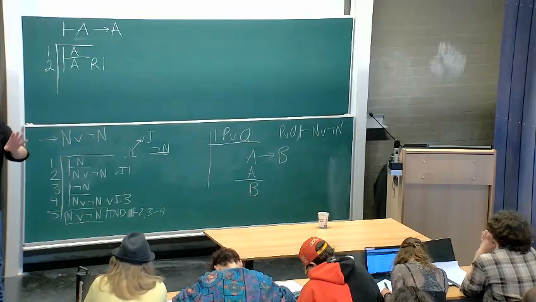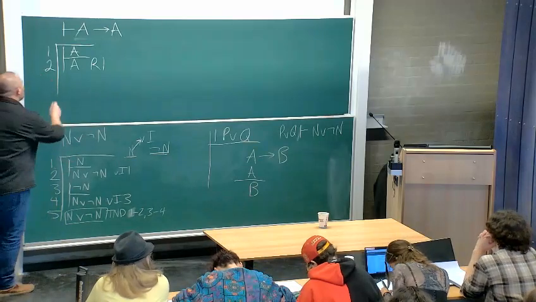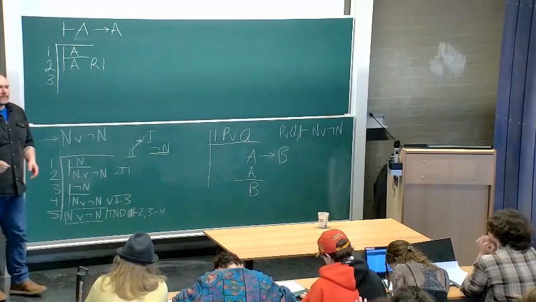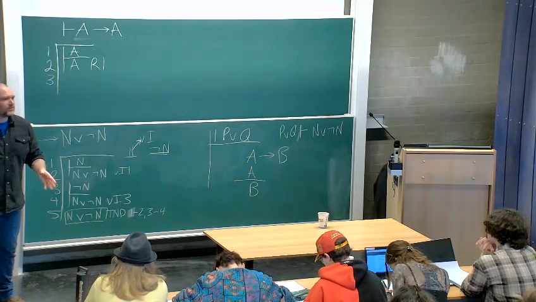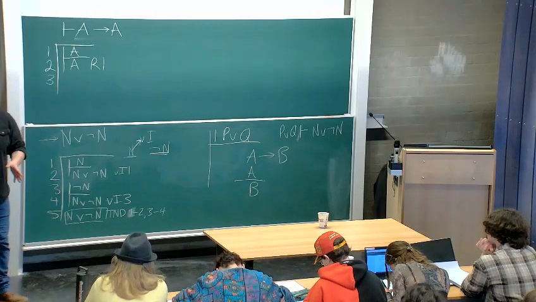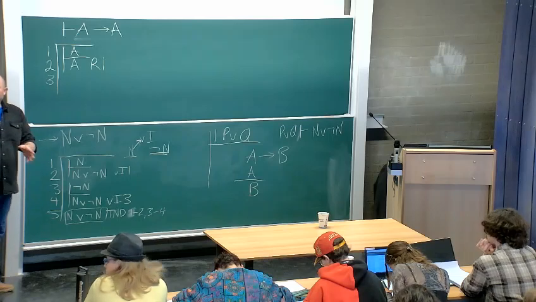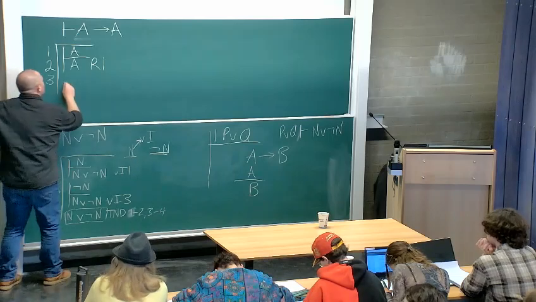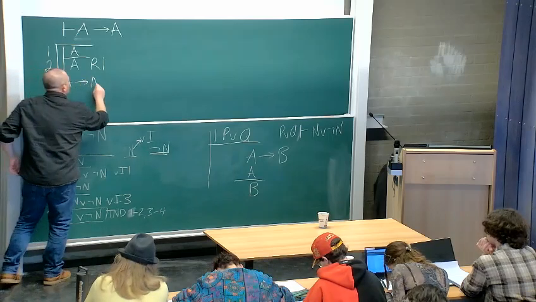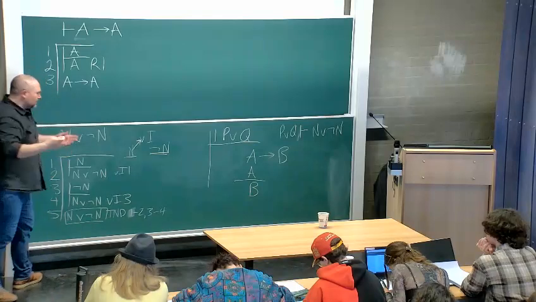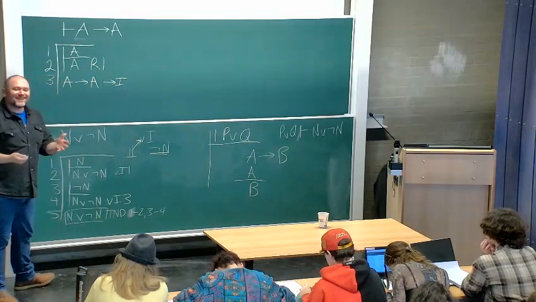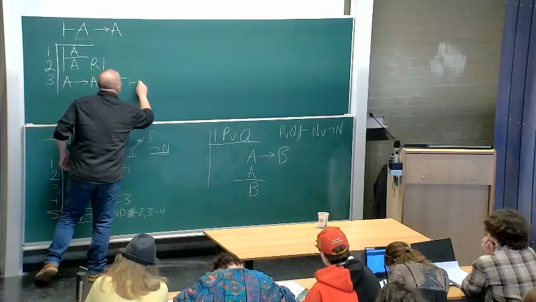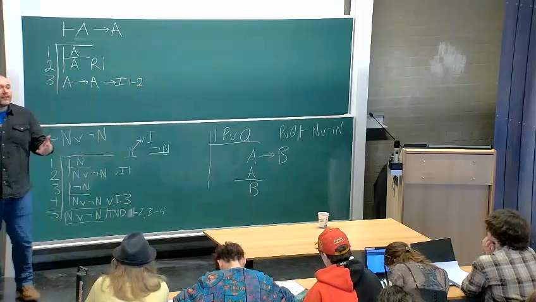Now, cool. What can we do at step 3? We've finished everything that we need now from the subproof. What can we do at step 3? We can say if A then A. And what's the rule? Conditional introduction. Nice. We got it. And we cite the subproof, right?